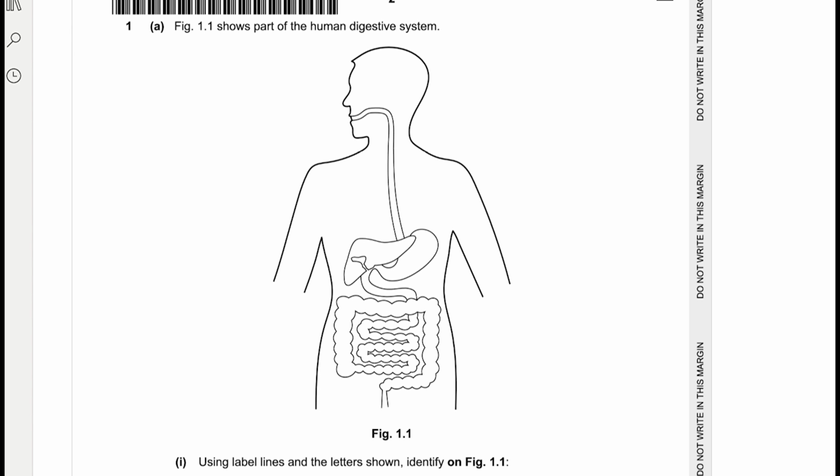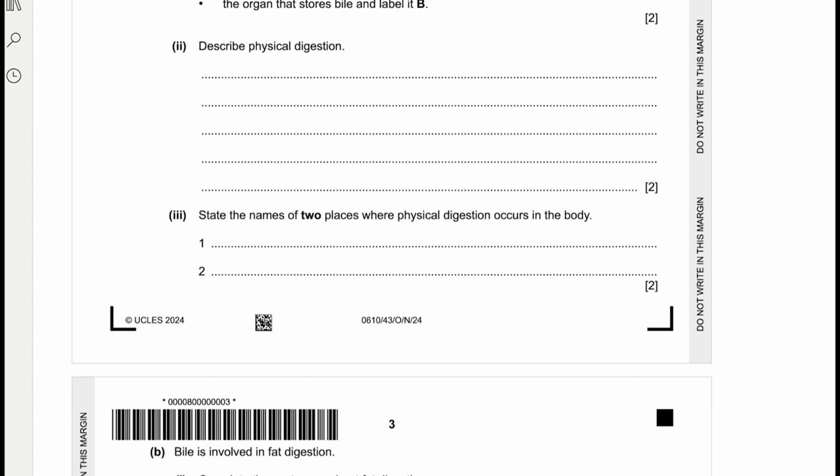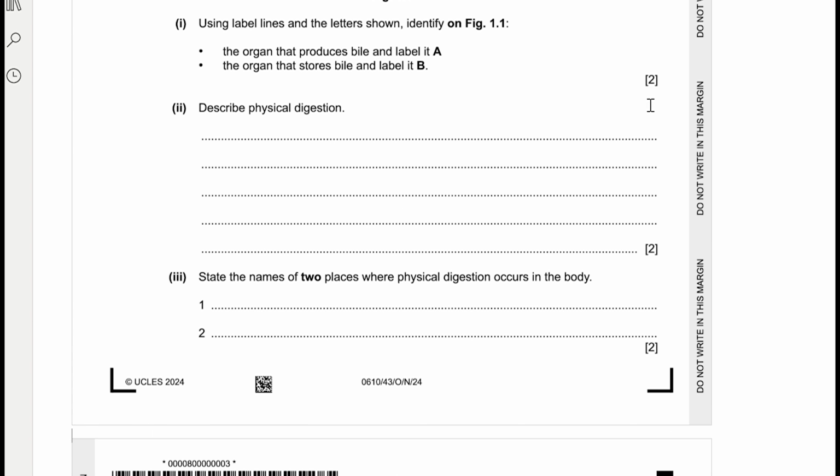Number 1A says figure 1.1 shows part of the human digestive system. So we can see here, this is the diagram that is showing parts of the human digestive system. All right, what does the question want? The question says, using label lines and letters shown, identify on figure 1.1 the organ that produces bile and label it as A, and the organ that stores bile and label it as B. Okay, so we know that the organ that produces bile is the liver, and the organ that stores bile is the gallbladder. So from there, we have to identify liver and gallbladder from the diagram.